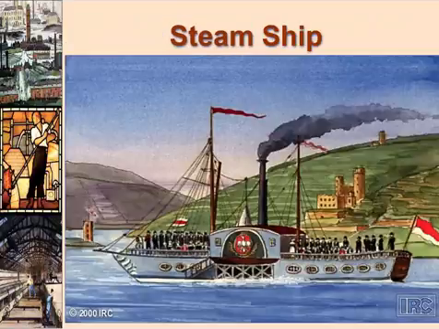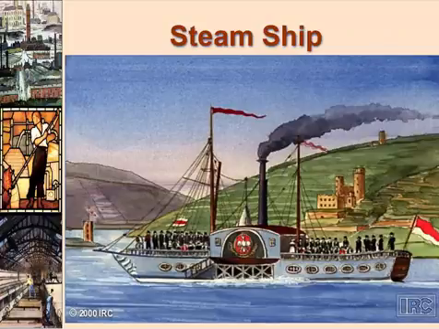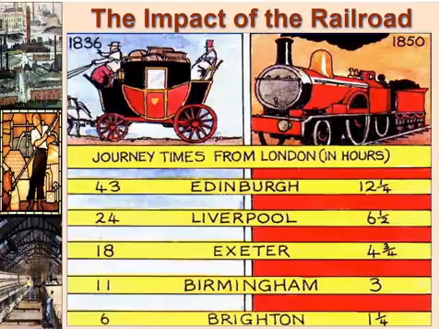So we could also see steamships begin to be built, which is important because they can move goods to market much faster. You can see here the impact of the railroad. So in 1836, it would take 43 hours to travel from London to Edinburgh, and that was knocked down to 12.25 hours. Liverpool, it was a 24-hour trip, and it was knocked down to a 6.5-hour trip. So that's pretty significant. Brighton was a 6-hour trip, and now it was an 1.25-hour trip.